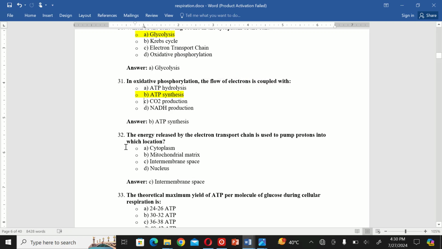The next MCQ is: the energy released by the electron transport chain is used to pump protons into which location? A. Cytoplasm, B. Mitochondrial matrix, C. Intermembrane space, D. Nucleus. So the correct option is C.